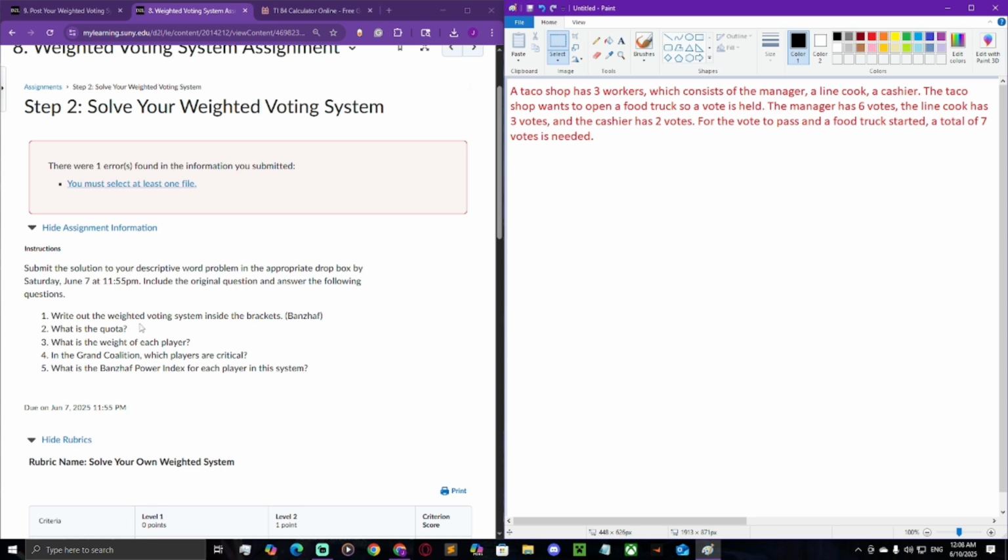So our first question is, write out the weighted voting system inside the brackets. That can easily be done. We have 7 total votes. That is our quota, so that goes at the beginning. Should be 7. Then we have our votes. The manager has 6, so that'd be first. Line cook has 3. We're going to rewrite that 3. And the cashier has 2.